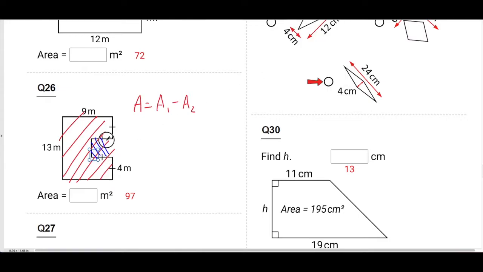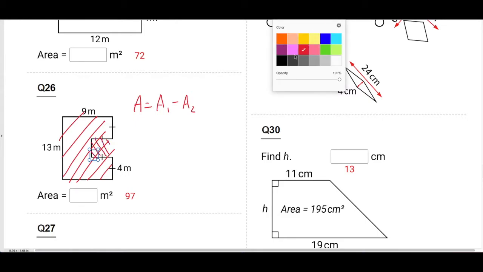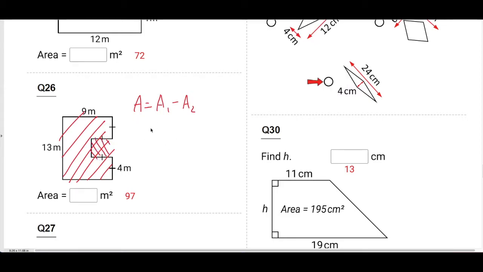This is your A2. Okay, so how do you find A1? Well, A1, you just multiply 9 by 13 because A1 is just a rectangle. Take away the A2. A2 is this shape here, okay? So how do you find the area of this shape? So we know that this is going to be 4, right? I'm just going to rub all this out first, just to make it more clear.